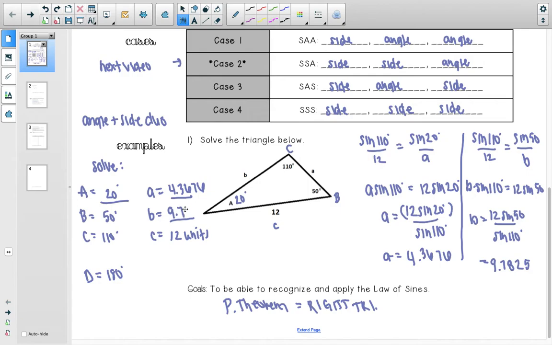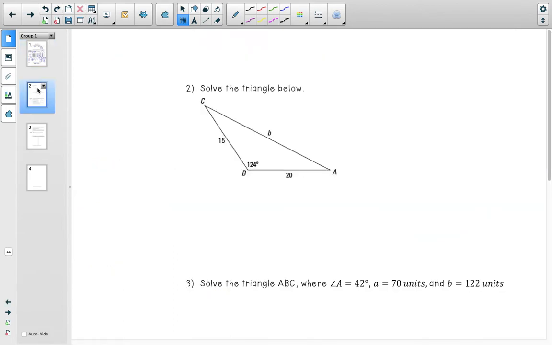So we have our answers. Let's make sure they make sense. Smallest angle, smallest side. Medium angle, let's call it that way, medium side between the two. And largest and largest. So we are good to go. So this should be review. It shouldn't be anything too new, but it's not really anything too complicated.